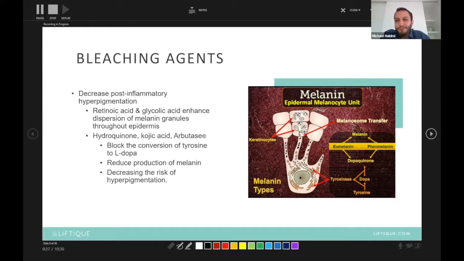Now, it doesn't mean you're going to be bleached to chalkboard or whiteboard white. What bleaching agents do is they inhibit the enzymes that make melanin. They inhibit the enzymes that make pigments in your skin, and they make your skin lighter. And those are things like hydroquinone, kojic acid, or as you will hear later, arbutase, which is a derivative of hydroquinone with specific advantages that we frequently use.